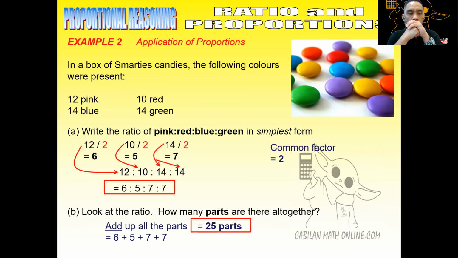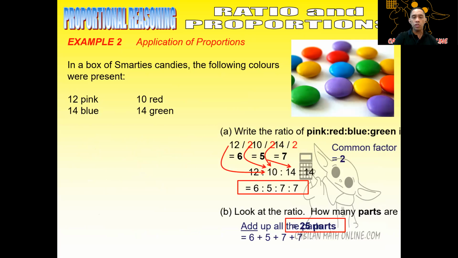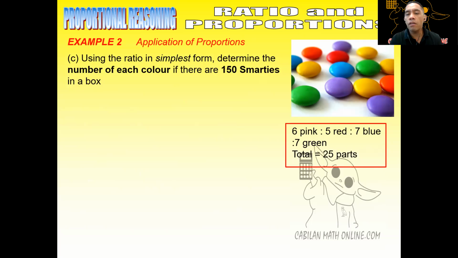Another way you can look at this is that what we started off with initially was, let's say, a box of Smarties that had 50 candies in it. Basically we can express that in different ways, and in this case, when we put it into simplest form, we now have a box of 25. Now, we're going to use the number of parts based on the previous calculation to solve for a bigger box.